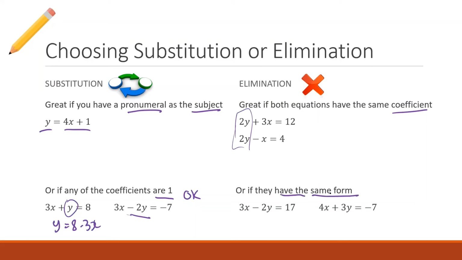Or if they're just in the same form. What do I mean by same form? X, Y, number. X, Y, number. That's the same form. That means it's going to be very easy for us to then, sure, we may have to multiply by a common factor, but elimination is going to be a bit easier. So essentially, whenever I see just a y on its own or just an x on its own, I will go straight to substitution. But the second I start to see mostly numbers like 2s and 3s and 4s, that's when I would go elimination.